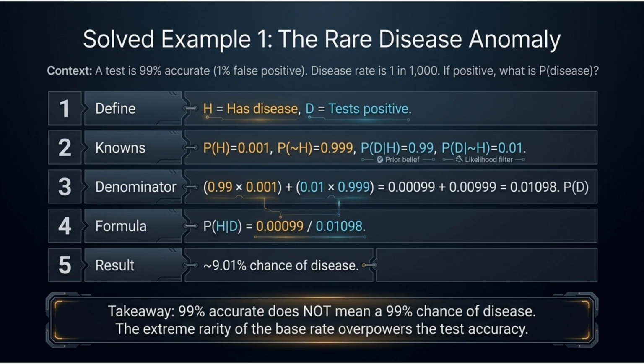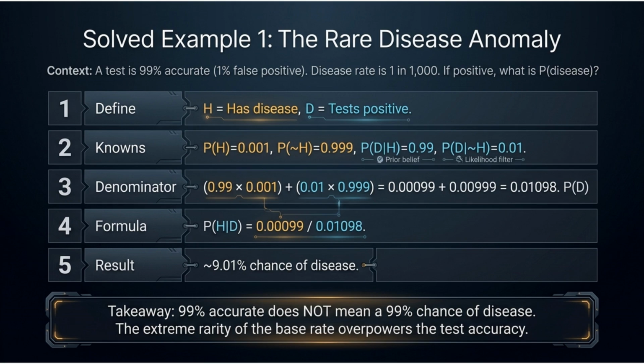Solved example 1, the rare disease anomaly. Context, test is 99% accurate with 1% false positives. Disease rate is 1 in 1,000. Step 1, H equals has disease, D equals tests positive. Step 2, P of H equals 0.001. P of not H equals 0.999. P of D given H equals 0.99. P of D given not H equals 0.01.